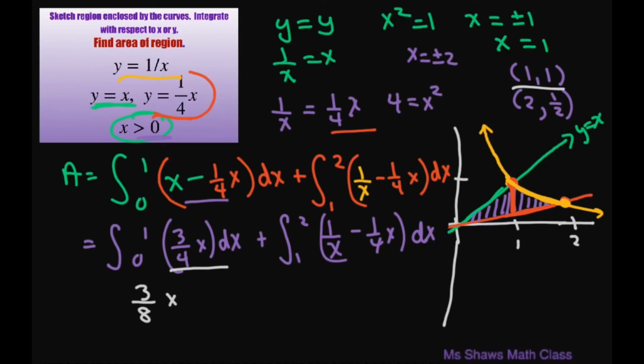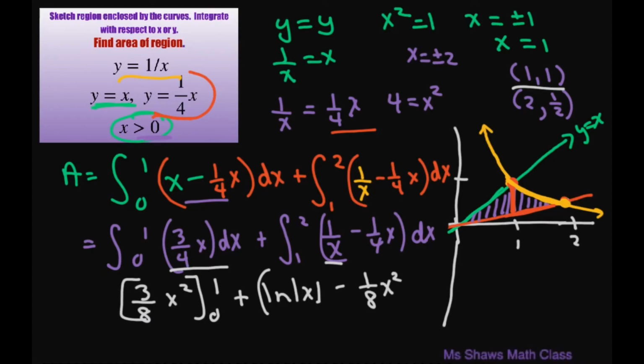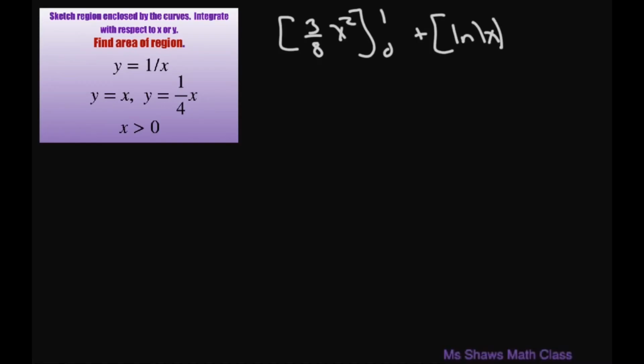For this piece, this is going to be 3/8 x squared from 0 to 1, plus this piece is going to be ln of the absolute value of x, minus 1/8 x squared, and we're evaluating this from 1 to 2. All right, so I'm going to go ahead and substitute all this in. I'm going to copy it down again, so we're running out of room. So I'll do this really fast. We had 3/8 x squared, 0 to 1, plus ln of absolute value of x minus 1/8 x squared from 1 to 2.